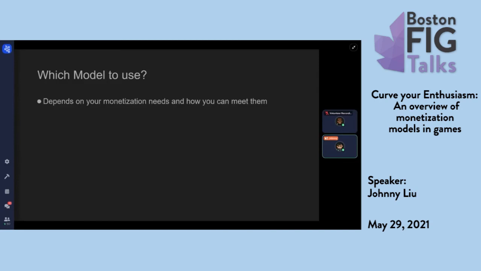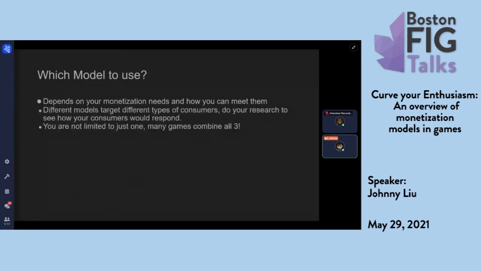Different models target different types of consumers. You need to research what kind of game you're making and who your players are and what they are willing to pay for. So if they only want to buy single sell games, you can't turn it into like a gacha game, because then they're just going to bounce out, right? They're going to target different types of people. And remember, you're not going to be limited to just one. Like I said, World of Warcraft uses all three.